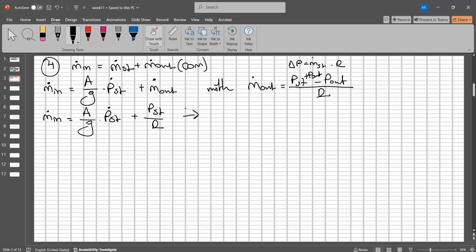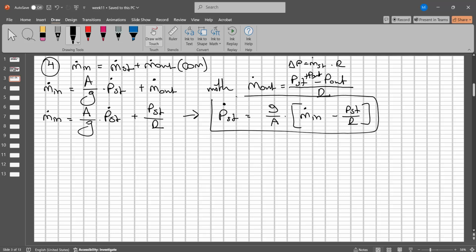And so, if we want to derive the transfer function or the state space, we need to isolate PST dot on its own. In this case, PST dot can be written just like this: G divided by A times M in dot minus PST divided by R. Okay? This is the equation of motion. Right? These are the equations of motion.